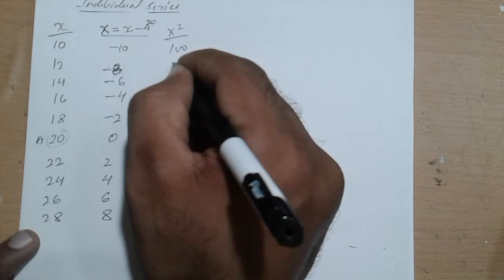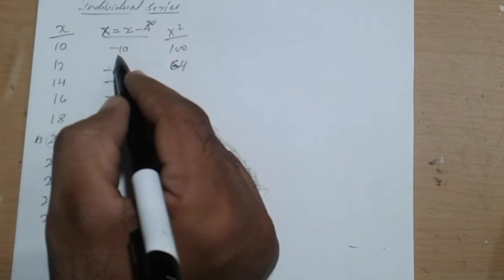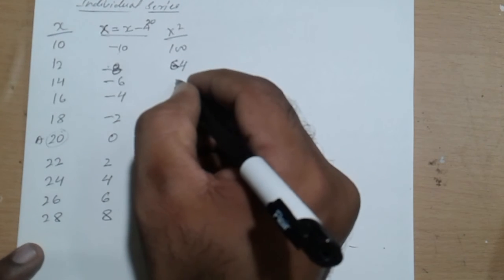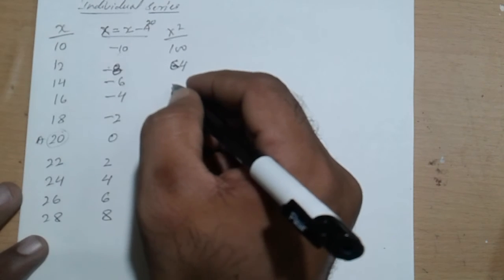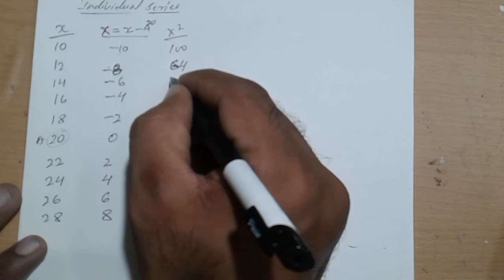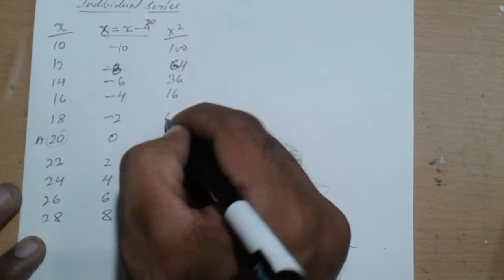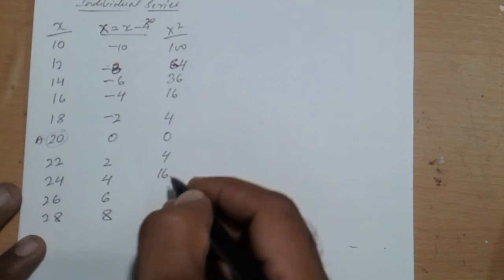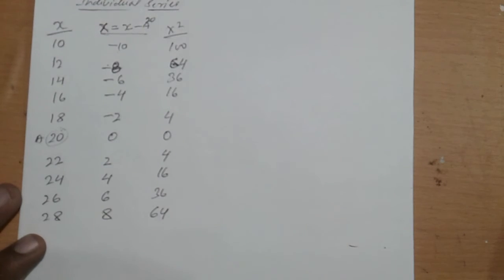10 into 10, 100. 8 8s are 64. When squared it should be plus, because minus into minus is plus. In a cube it will definitely be minus, but in square, 2, 4, 6, 8, if we multiply like this, we will get a plus value. 6 6s are 36, 4 4s are 16, 2 2s are 4, 0 into 0 is 0, 2 2s are 4, 4 4s are 16, 6 6s are 36, 8 8s are 64.